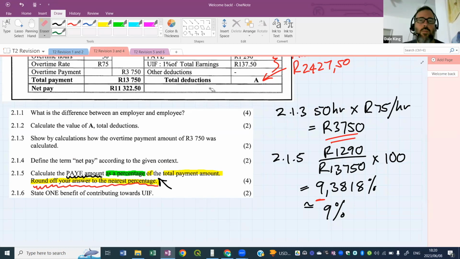If this 3 here, I'll take away the 3. If it was a 5, then this answer would go up to 10%. All right, so if that number behind the 9 is 5 or more, you're just going to round up to 10%. But it's not 5, it is 3, so it must stay as 9%.